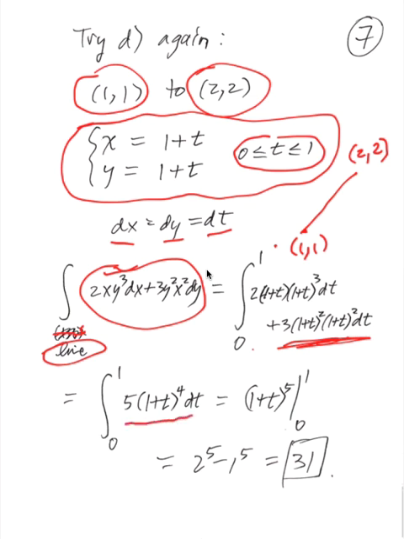I've got 5 times 1 plus t to the 4th power. This expression ends up being that along this particular curve, that straight line. And then integrate it. What would I get? 1 plus t to the 5th going from 0 to 1. That's 2 to the 5th minus 1 to the 5th, which is still 31. Okay? Still 31. Interesting, right?